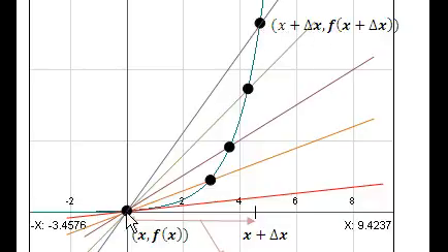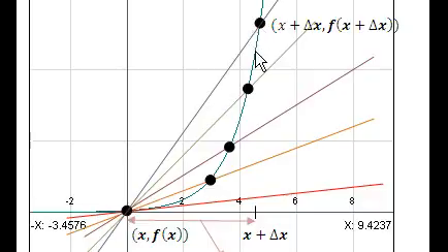I'm going to draw a line that passes through the origin and this point right here, x plus delta x, comma, f of x plus delta x. Take note of the slope of the line. Now, if I take this point and move it down, here's our new line. By the way, this line is known as the secant line. The secant line passes through two points on our graph.